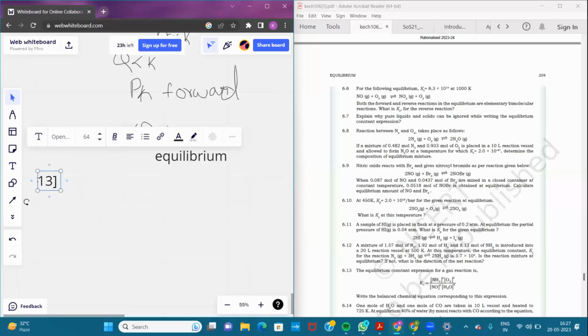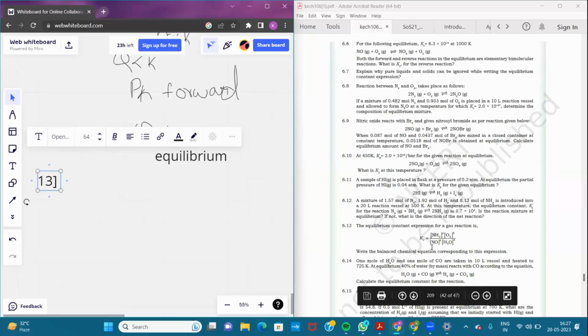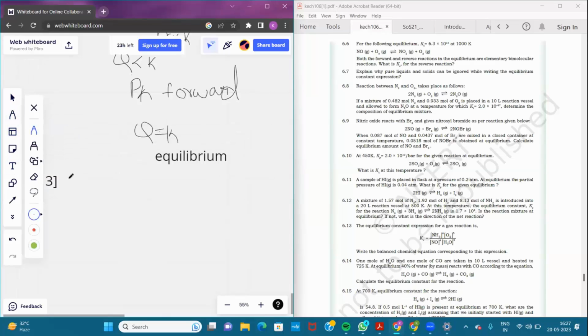I'll go with the next question, that is the 13th question. The equilibrium constant expression for a gas reaction is given. Write the balanced chemical equation corresponding to this expression. Here carefully observe that Kc is NH3 power 4 and O2 power 5 over NO power 4 and H2O power 6. So the reaction for this would be NH3 and O2 as reactants, NO and H2O as products. But we need to observe that the powers raised will be the stoichiometric coefficients. So first of all, we'll write the skeleton of this reaction, then we'll mention the stoichiometric coefficients.